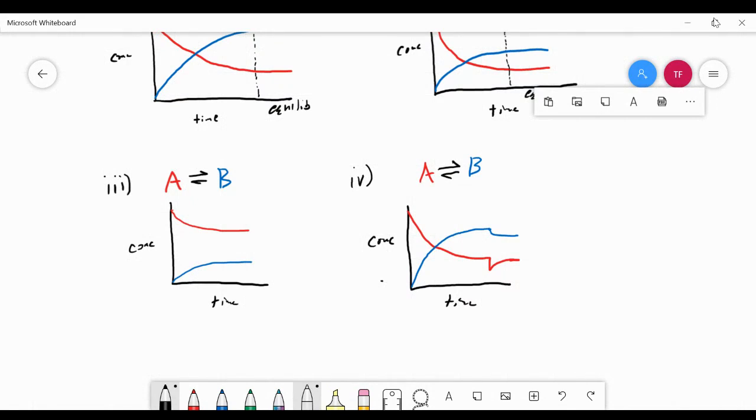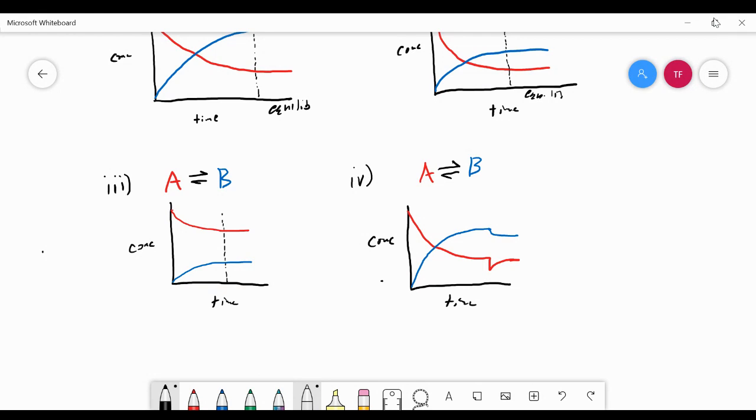Our third graph, let's look at this third graph. We have A becoming B again in a 1-to-1 ratio. And notice that the slope of A going down is the same as the slope of B going up, just negative versus positive, because it's a 1-to-1 ratio. But notice this time we have a lot more A at equilibrium. Here's where equilibrium would be. We have a lot more A at equilibrium than we have of B at equilibrium.